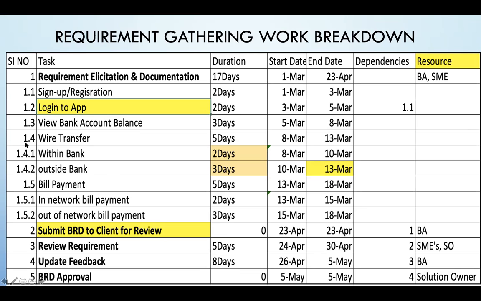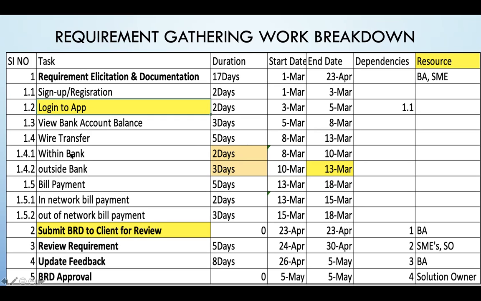So wire transfer, that is table 1.4, wire transfer 5 days from the 8th of March to the 13th of March. But for wire transfer, there's a breakdown. I have 1.4.1 and I have 1.4.2. Take a closer look at this. I have wire transfer within the bank.